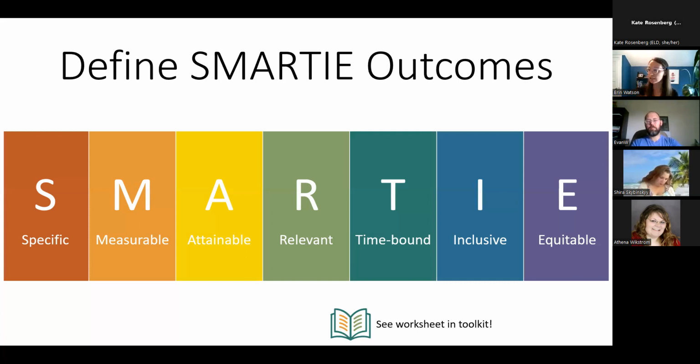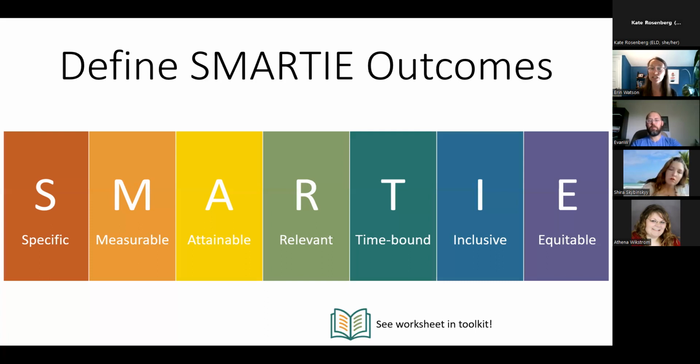You can adjust that. Inclusive, are you including a diverse range of perspectives in defining this outcome? And equitable, are you considering any unintended consequences that might come about as a result of this outcome, and how do you take that into account when you even define it? SMART-Y, there's this sweet little worksheet in your toolkit that brings you through each of these different elements, like different questions, and you can do that for any of your root causes that you're targeting.